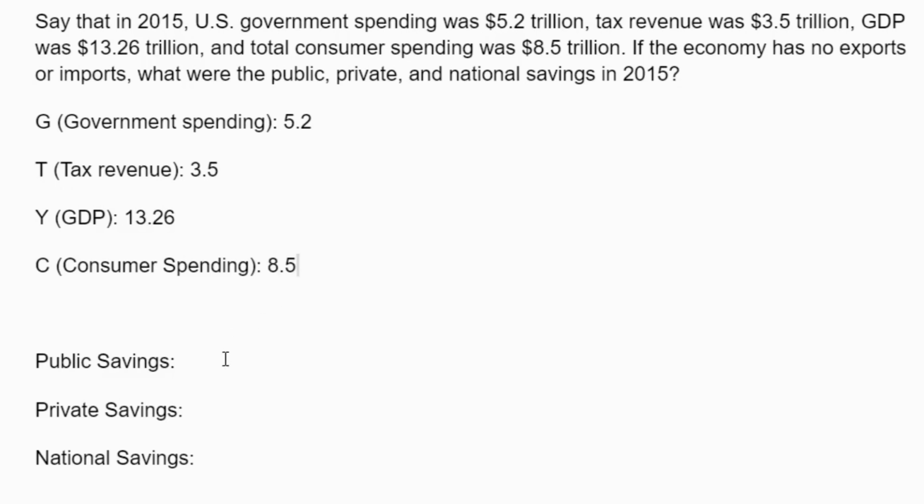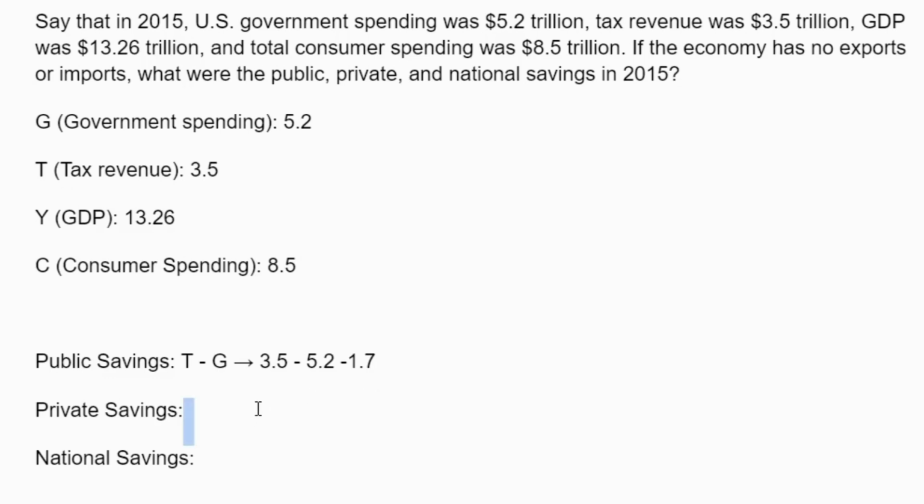So let's start with public savings here. If we want to calculate public savings, it's T minus G. With what we have, it would be 3.5 minus 5.2. I'm being lazy, I'm running it through a calculator here, but if we run that through, that would get us negative 1.7, because there can be negative savings there.